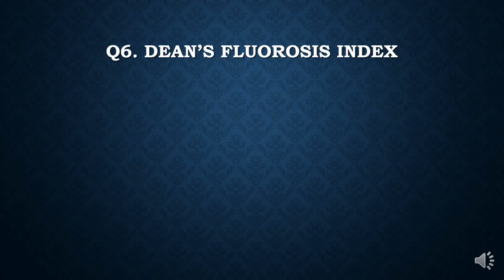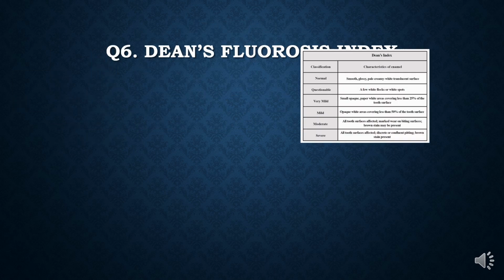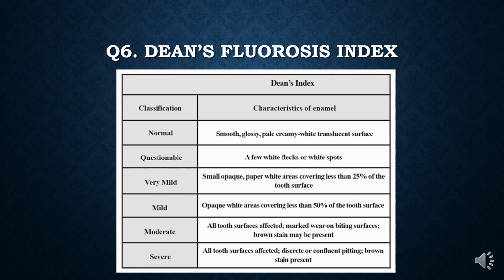Number 6 is Dean's fluorosis index. Normal enamel shows a smooth, glossy, pale, creamy white, translucent surface. Questionable fluorosis shows a few white flecks or white spots. Very mild fluorosis indicates small, opaque, paper white areas covering less than 25% of the tooth surface. Mild fluorosis shows opaque white areas covering less than 50% of the tooth surface.